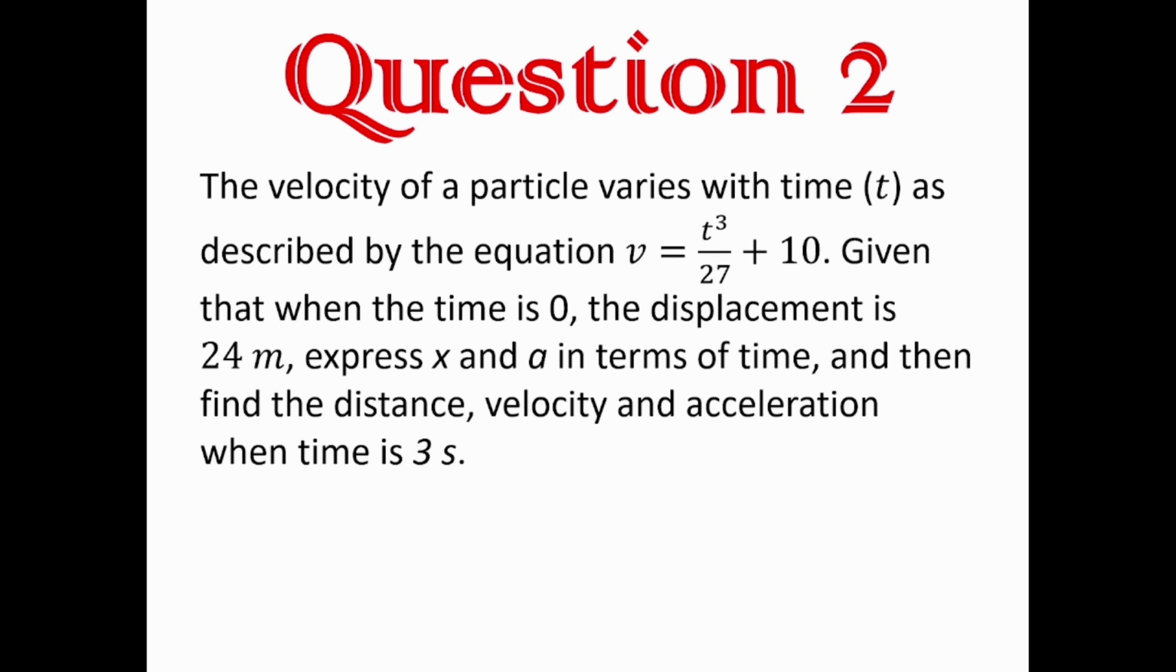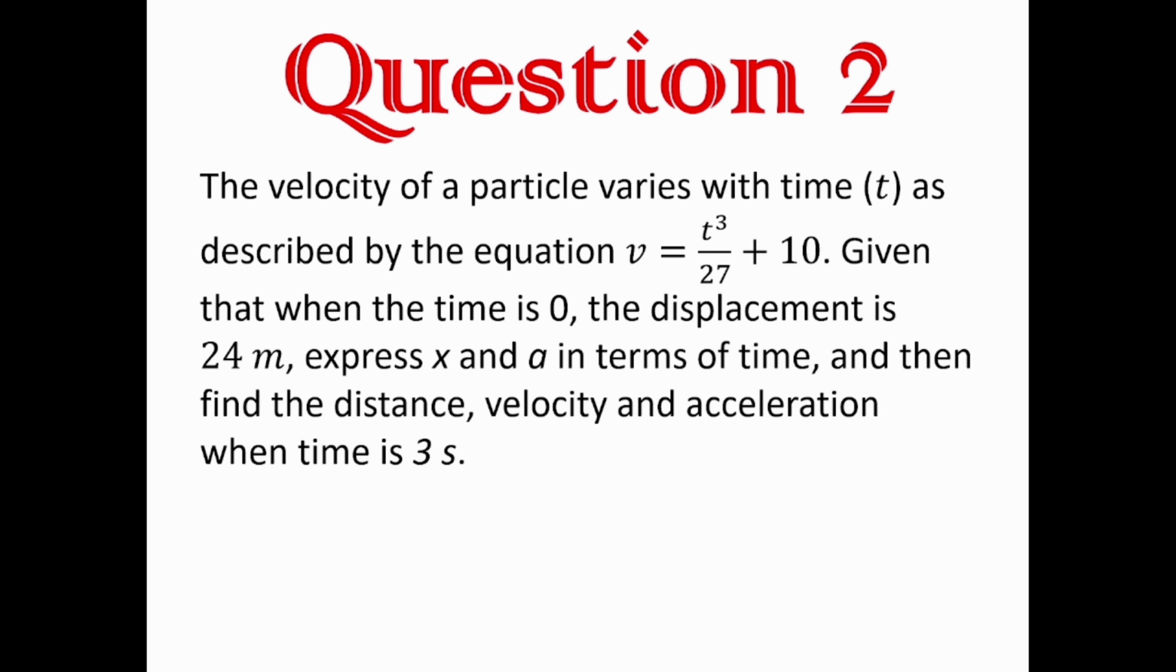Next, we're going to quickly look at another scenario. In this case, we're given the value for velocity. v is equal to t raised to the power 3 over 27 plus 10. And we're given that when time is 0, displacement is 24 meters. We are to express the displacement and acceleration in terms of time, and then find the displacement, velocity, and acceleration when the time is 3 seconds.